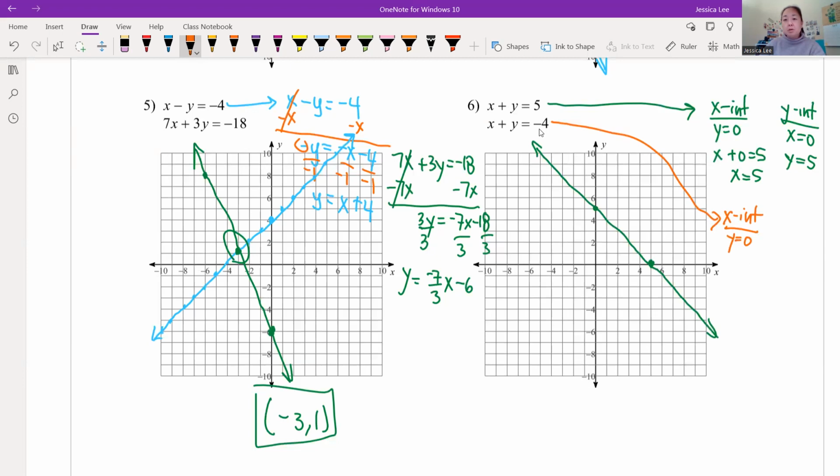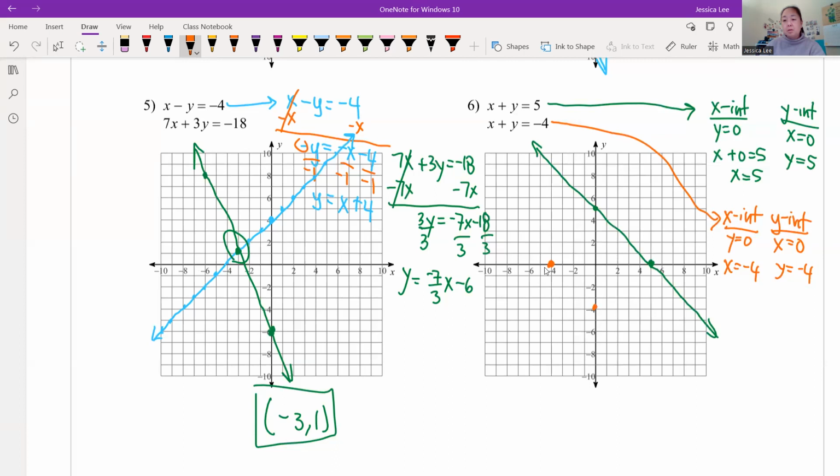So when y is equal to 0, x is equal to -4. So x equals -4, and we're going to graph that as we go. For your y-intercept, that's when x is equal to 0. And if x is 0, y is equal to -4.